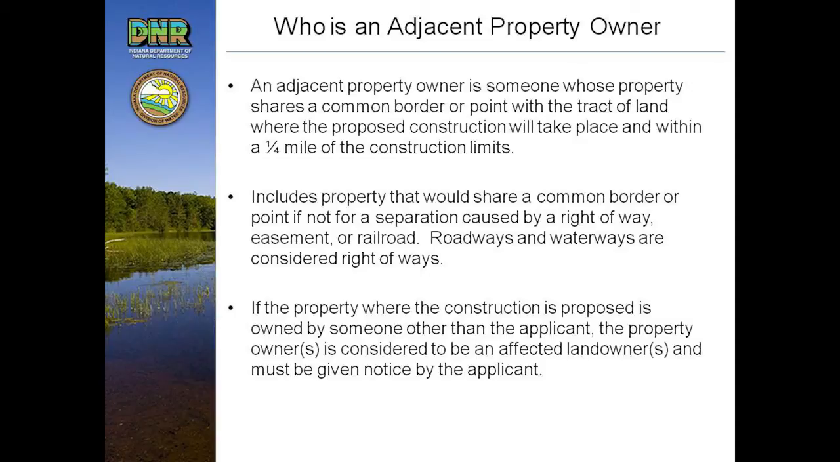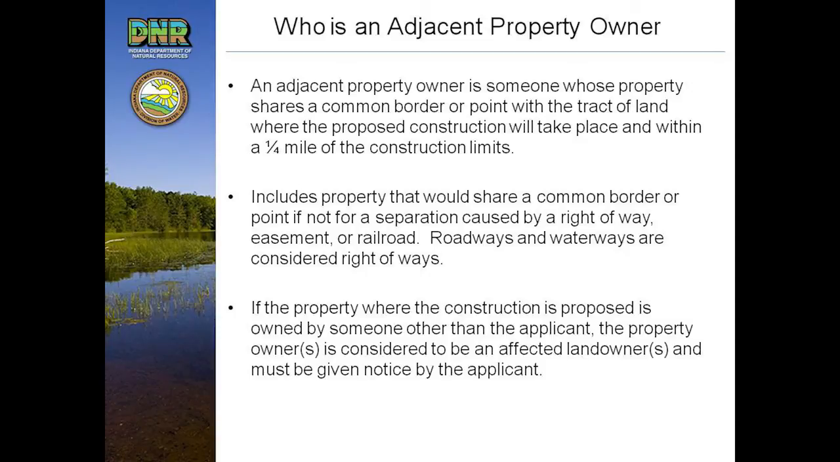This does not mean that everyone within a quarter mile must be provided public notice. It means that only those properties that share a common border or point within a quarter mile of the proposed construction limits need to be provided public notice. Let's look at some examples of adjacent property owners.